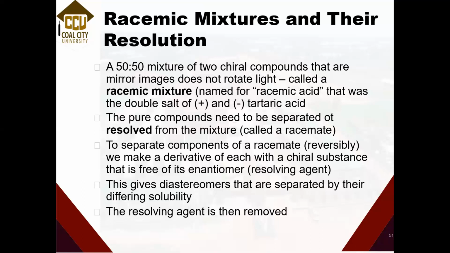We make a derivative to separate the components of the racemate, that is the racemic mixture. We make a derivative of each with a chiral substance that is free of its enantiomer. We call the derivative we are introducing a resolving agent. This gives diastereomers that are separated by their differing solubility, and the resolving agent is then removed. So that's how we separate the racemic mixture. It's important for you to know this because you can be tested on these facts.